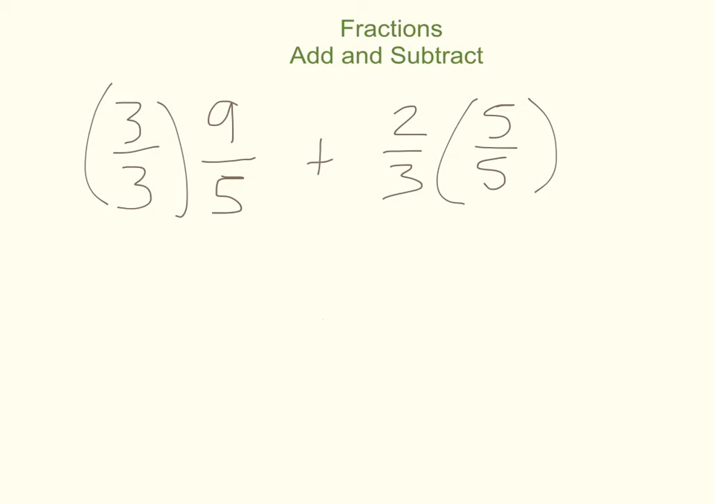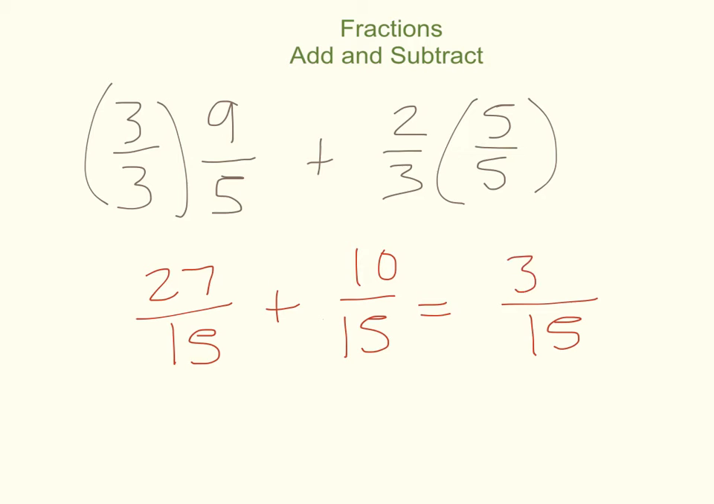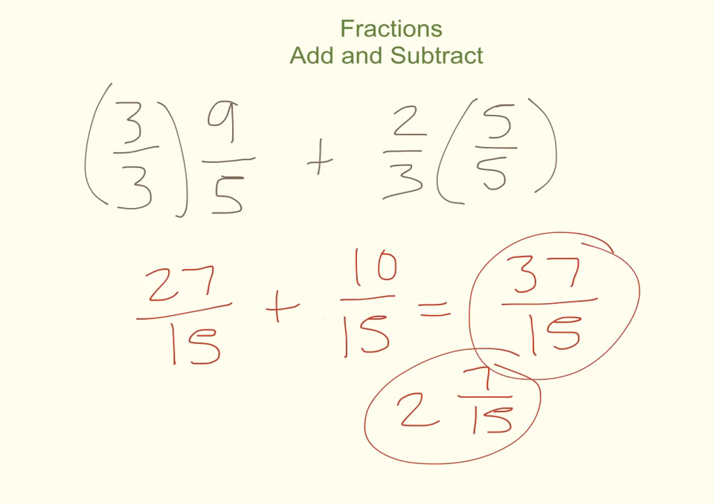So we get 3 times 9 is 27. Common denominator of 15, plus 10 over 15. Keep our common denominator the same. So add across the top, and we get 37 over 15. Or you could say 2 and 7/15. However you want to write that.